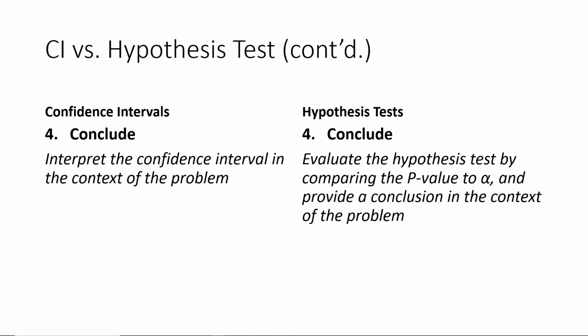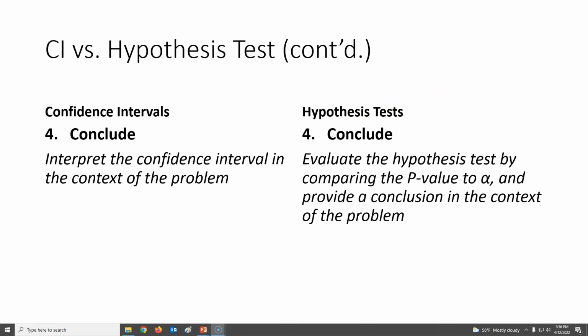And for our fourth and final step, which is the conclude step, I've shown on the screen here the differences between confidence interval statements and hypothesis test statements that you would do for the difference of two means. The only thing I want to highlight is that for the hypothesis test, notice that we're really doing two things. First, we're evaluating the hypothesis test, that is the null hypothesis, by comparing the p-value to alpha. And secondly, you would write a sentence that provides a conclusion in the context of the problem. And that concludes this presentation.